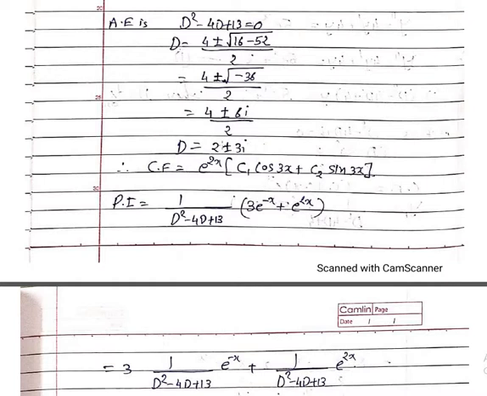So a = 2, b = 3, then the complementary function is CF = e^(2x)(c1 cos 3x + c2 sin 3x).